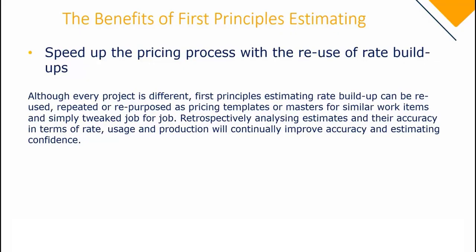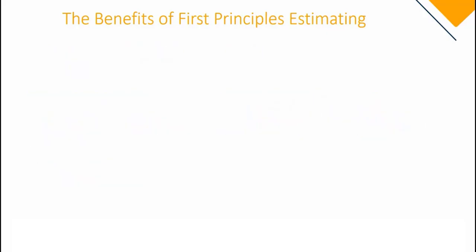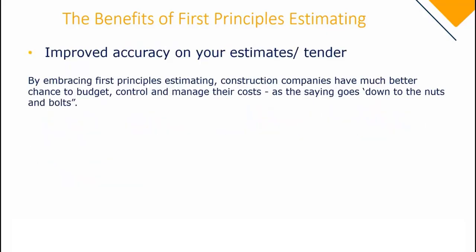Retrospectively, analyzing estimates and their accuracy in terms of rate, usage, and productions will also continually improve accuracy and estimating confidence. So it's not an exact science. You'll see your first estimate, your price, and when you get your second one, because of feedback from the team on site, you can then adjust that and adjust your masters and reutilize that feedback from the site team. And that's how you'll improve your estimates over time. So, improved accuracy of your estimates.